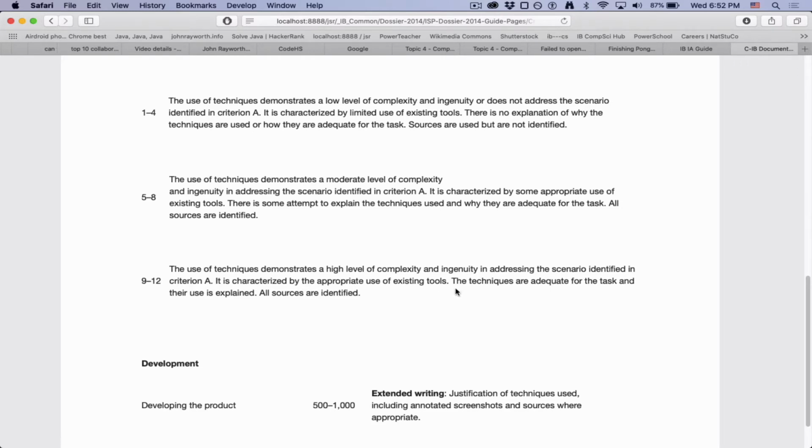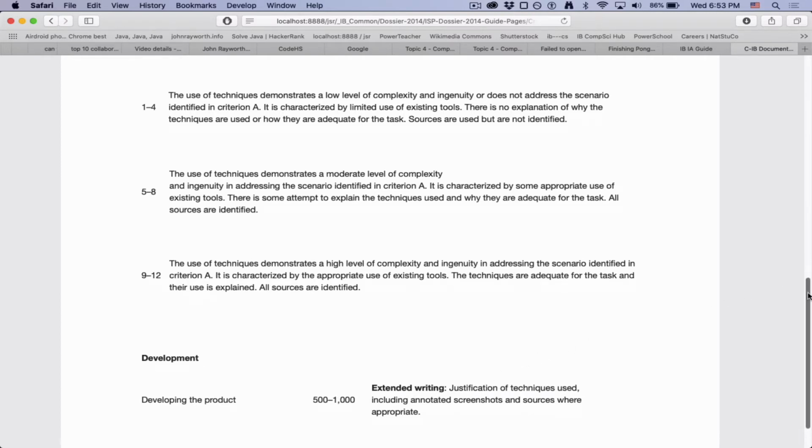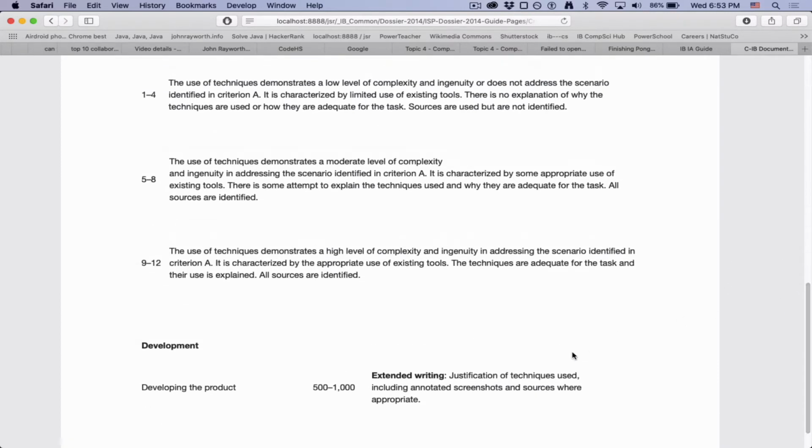And then also, you're describing and defending in these 900 words the fact that the techniques you chose were adequate for the task, and you have explained how they are used. And all sources are identified. That's when you're using other people's work, other people's classes, libraries. You would have hopefully commented that in your code, but you'll also mention it here. All right, this is saying 500 to 1,000 words of extended writing. This is the bulk of your write-up.